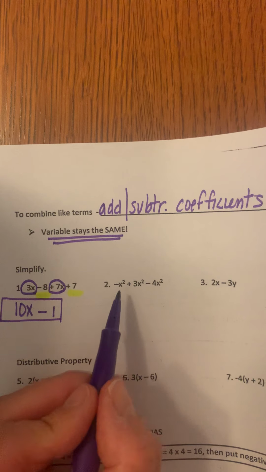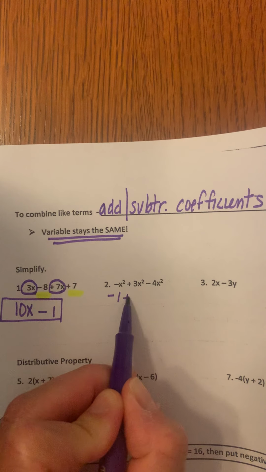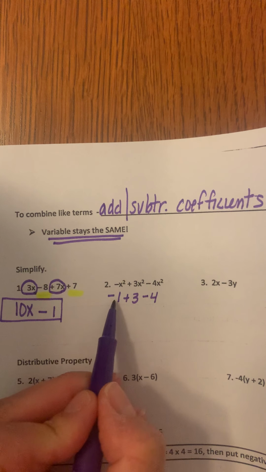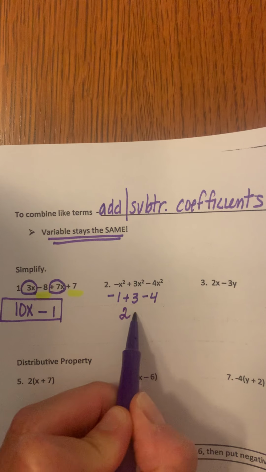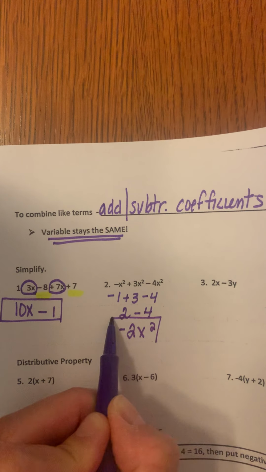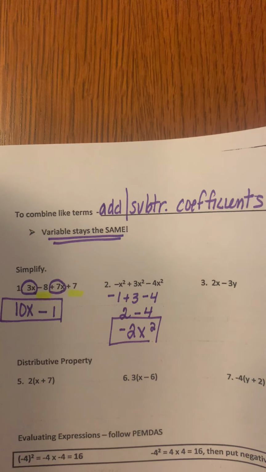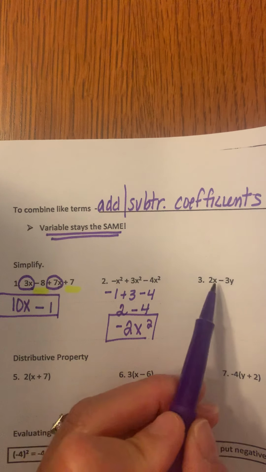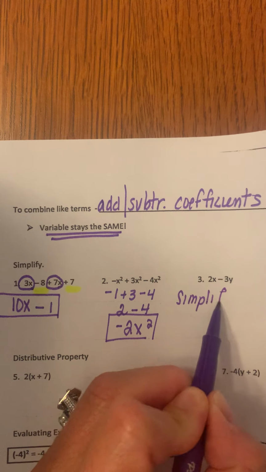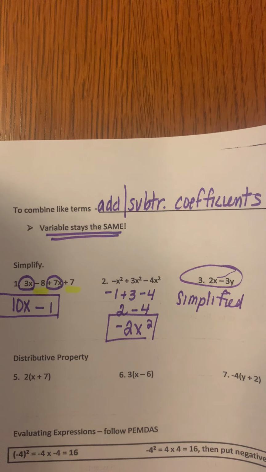Okay, the next one, they're all x squares. So here you have a negative 1 plus a 3 minus a 4, taking the sign in front. Negative 1 plus 3 is 2, minus 4, you get negative 2. You bring that variable down. Remember, the variable stays the same. The next problem, you have an x and a y. It's simplified. You can't do anything with that. So the final answer would just be 2x minus 3y.